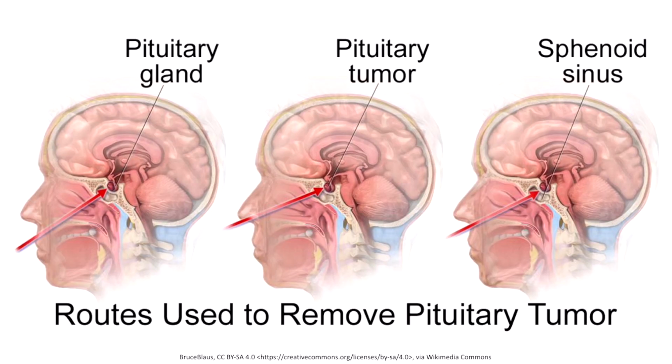Let's take a look at this image, which shows a lateral view of the sphenoid sinus and the pituitary gland, which sits in the sella turcica.